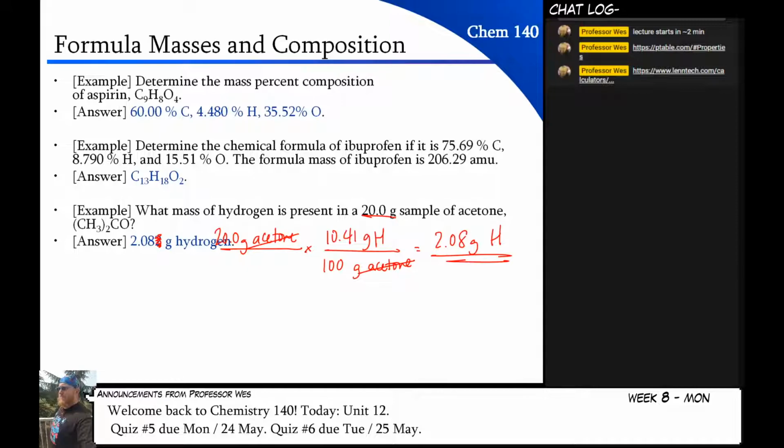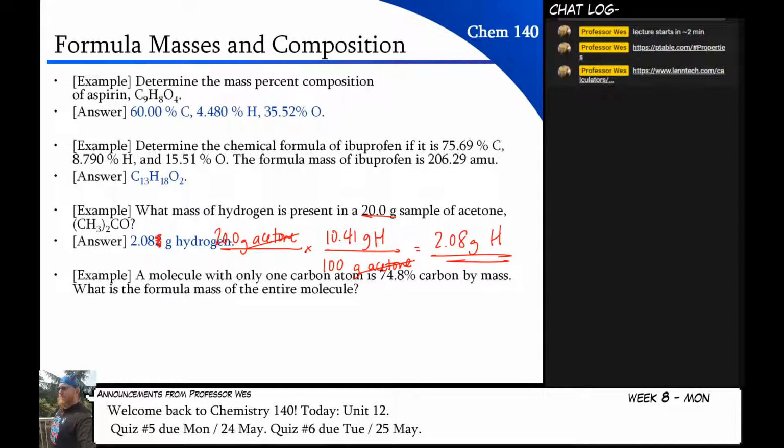So as you can see, there are all sorts of different applications that you can do with this. I have one more for you to try. I have a molecule with one carbon atom that is 74.8% carbon by mass. What is the formula mass of the entire molecule? Again, try writing down the formula for percent mass and solve for the missing part. And again, I'll give you 3 minutes to do this. Just some time to work on these problems.